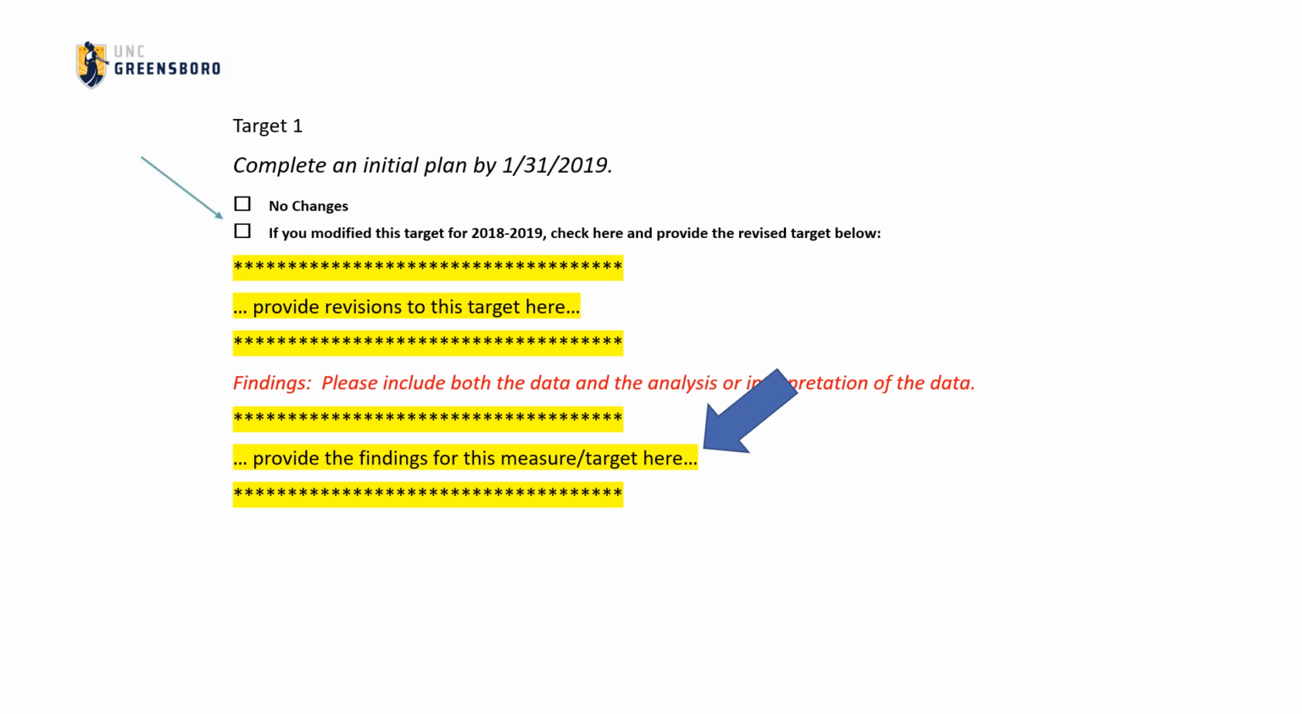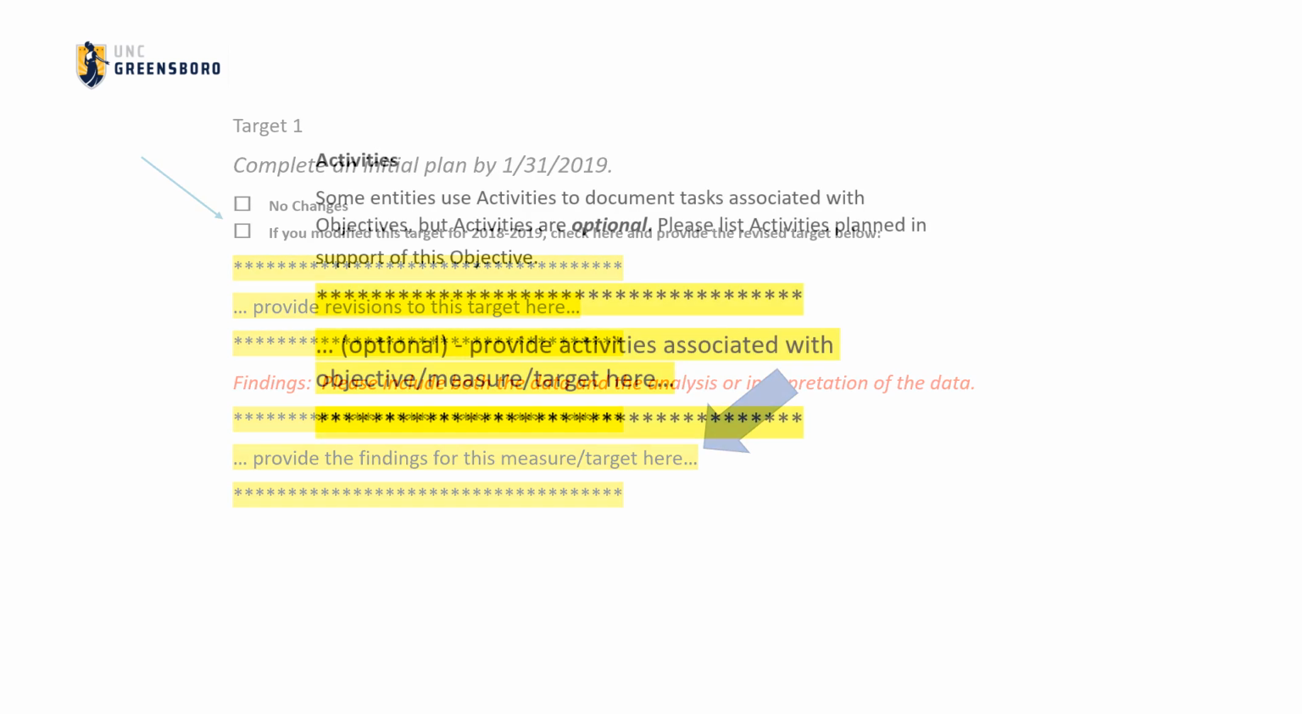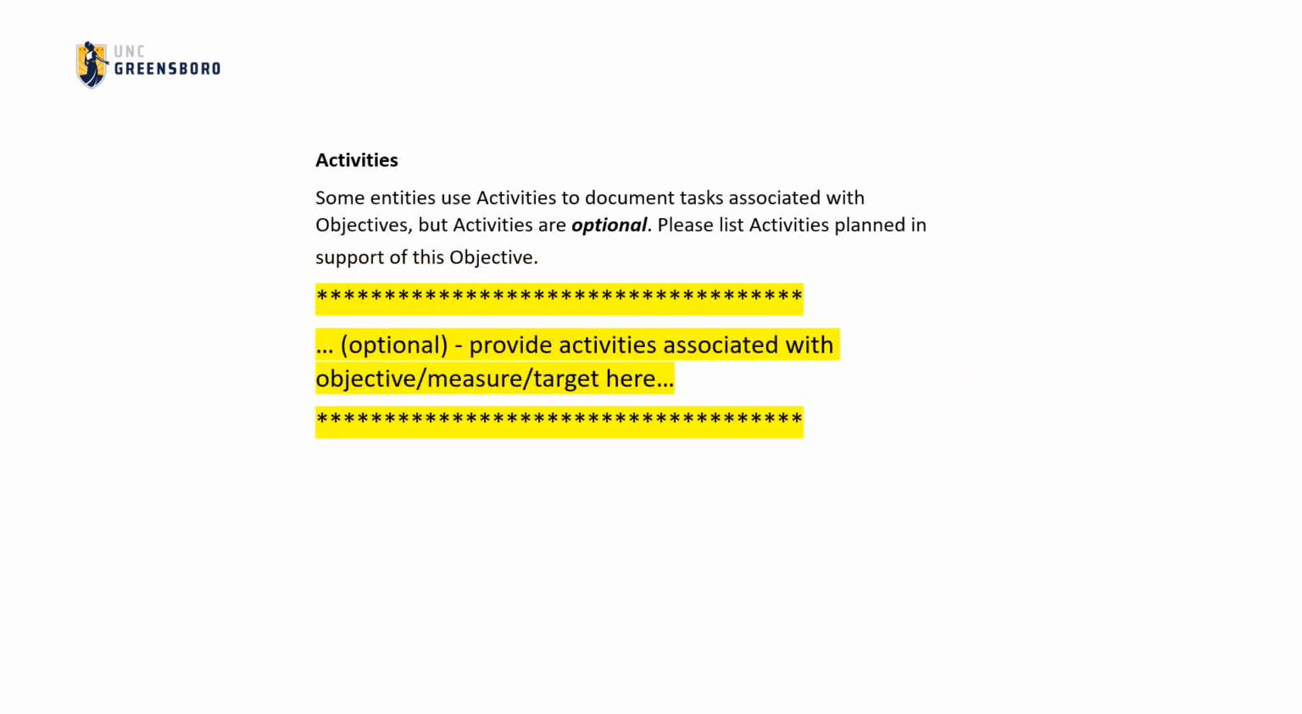As in previous sections, the user has the option to provide revisions to the objective, the measure, and the target by clicking the checkbox next to the words "If you modified this," and then entering the revision in the corresponding editable area. If no revisions are needed, simply check the box next to "No changes." Finally, at the bottom of each objective, measure, target set is an area called Activities. In this optional area, you may list activities you performed associated with this objective.